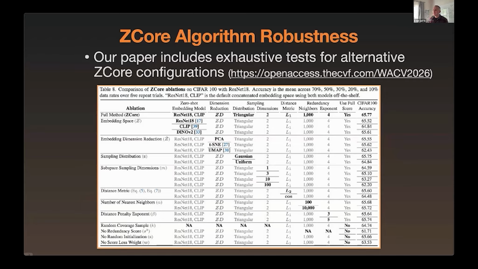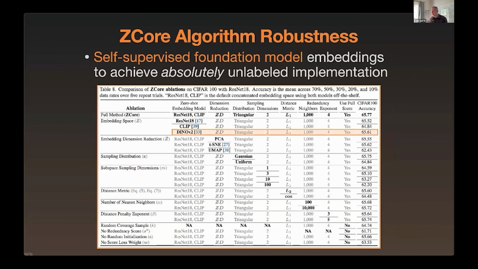But the first one I want to talk about is one of the comments that we got from reviewers: okay, fine, ZCore is not using any labels, but what about the foundation models that you trained on, ResNet 18 and CLIP? Those use labels for training. So your process in theory is using labels. And that's an okay point. We can put aside the fact that those models are trained anyway and already exist.